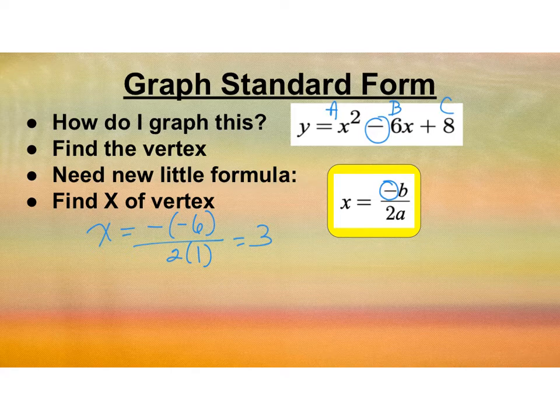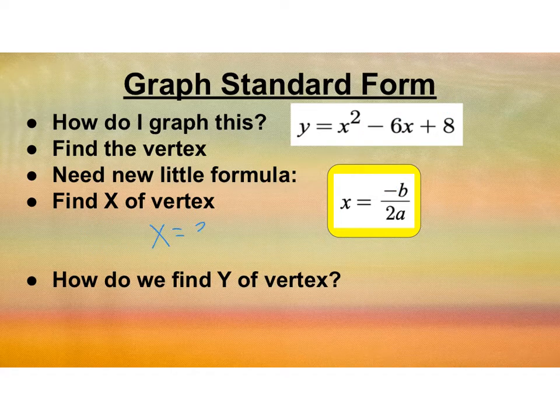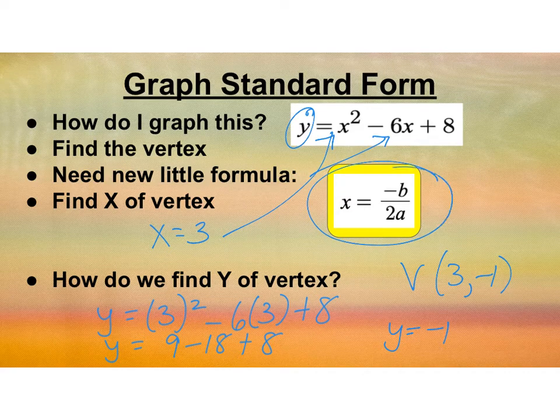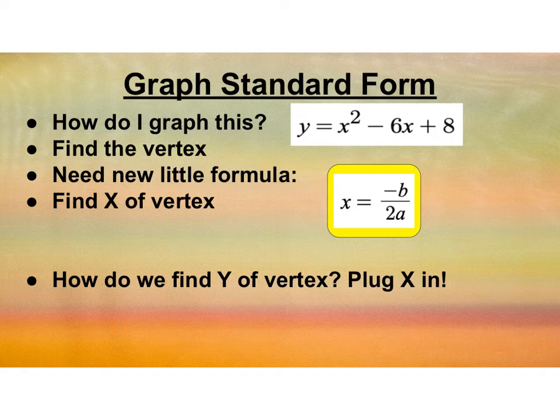Now I need to find the y of my x. So if x is 3, how can I find the y? Well, here's y, and if I plug the 3 into both of those x's, I should be able to solve for y. Be careful with your order of operations. So y equals 3 squared minus 6 times 3 plus 8. So we have y equaling 9 minus 18 plus 8. So y equals negative 1. Put that together, and my vertex is 3, negative 1. So really important, you're going to have to use the little formula x equals negative b over 2a to find the x of your vertex.